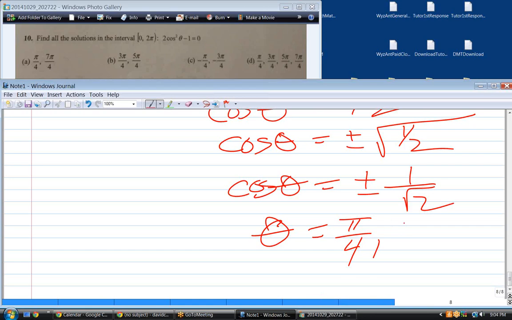What is it in the second quadrant? 3 pi over 4. In other words, all I'm going to do is keep adding pi over 2. 5 pi over 4, 7 pi over 4. D. How's that for covering the second page in 5 minutes? Yeah.